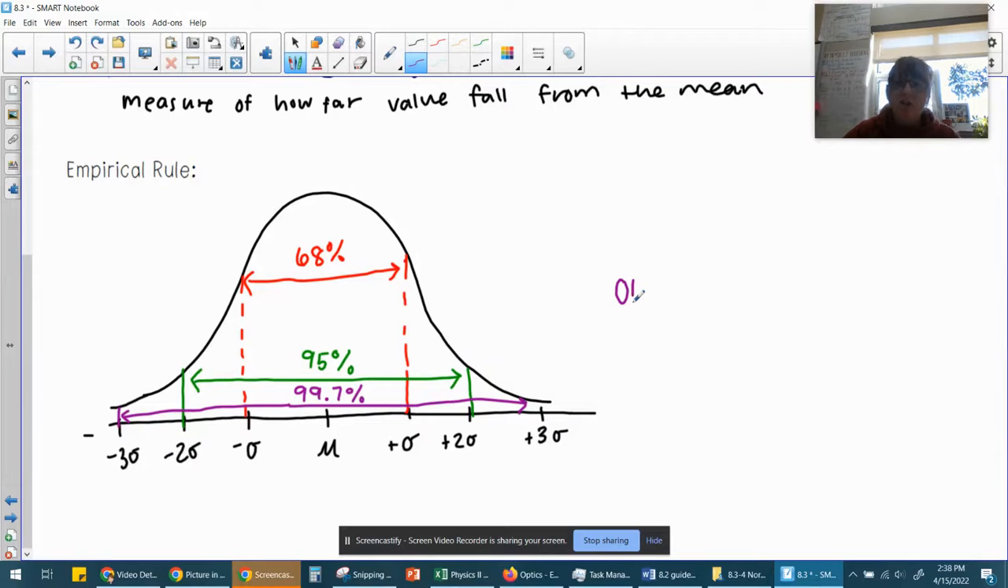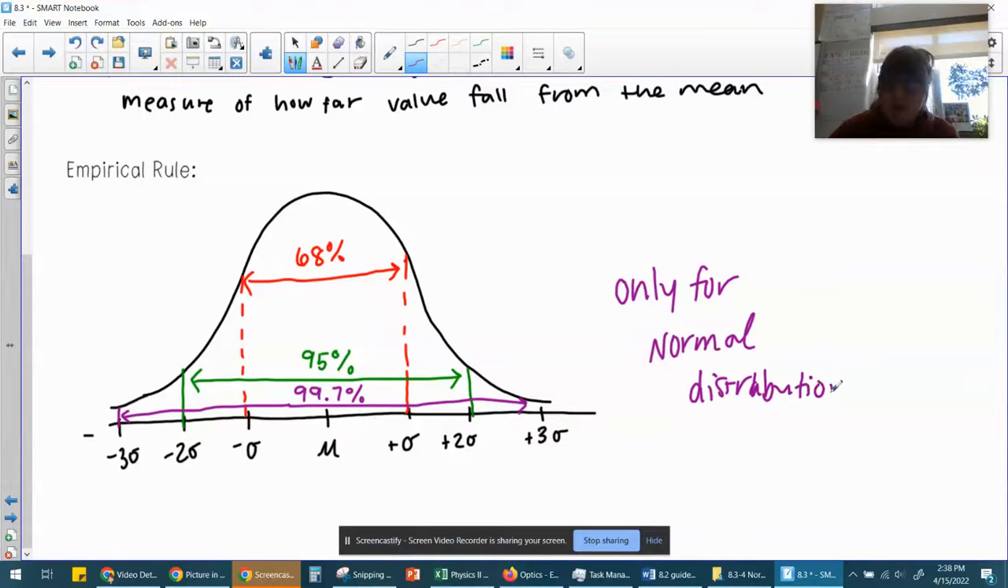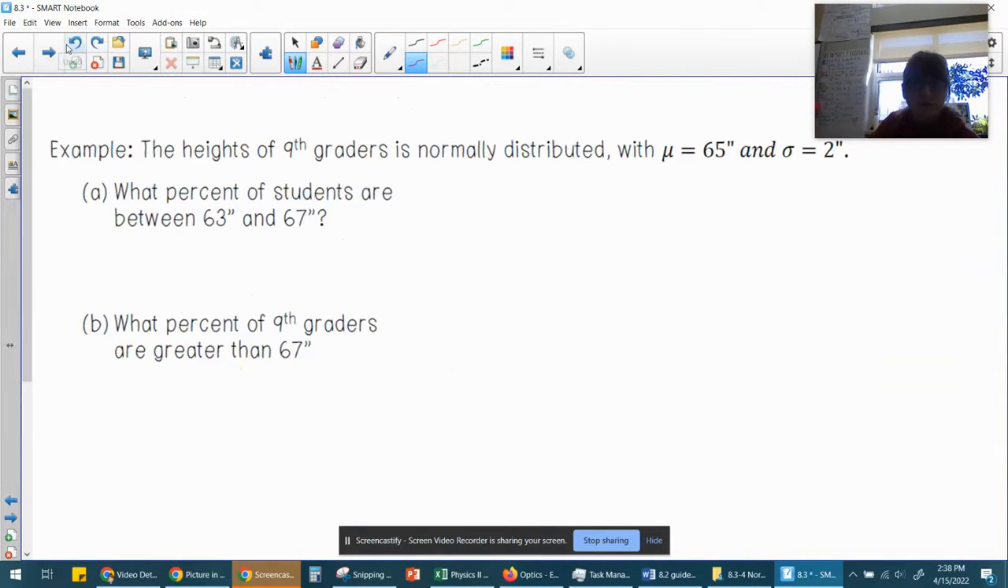And this is only for normal distributions. So you can have other types of symmetrical distributions. I don't know what I'm spelling there. Distributions. But for normal distributions, they follow this 68, 95, 99.7 rule. All right, so if we're told the heights of ninth graders is normally distributed, it's going to follow that rule we just talked about.